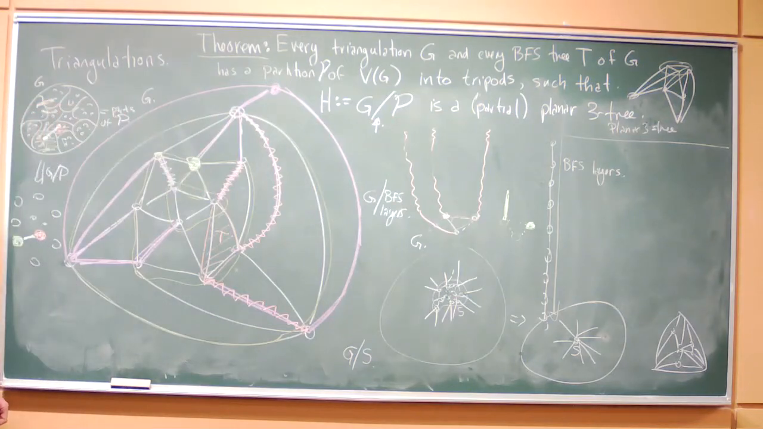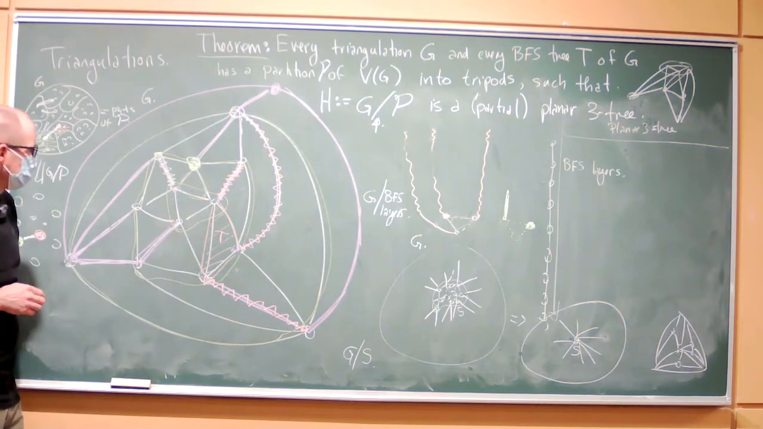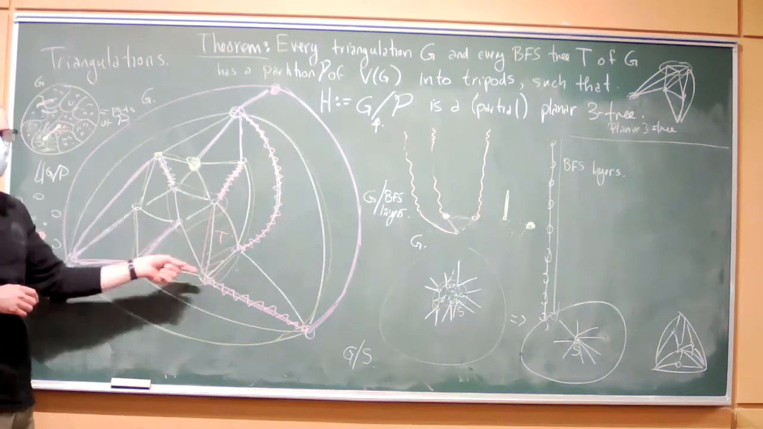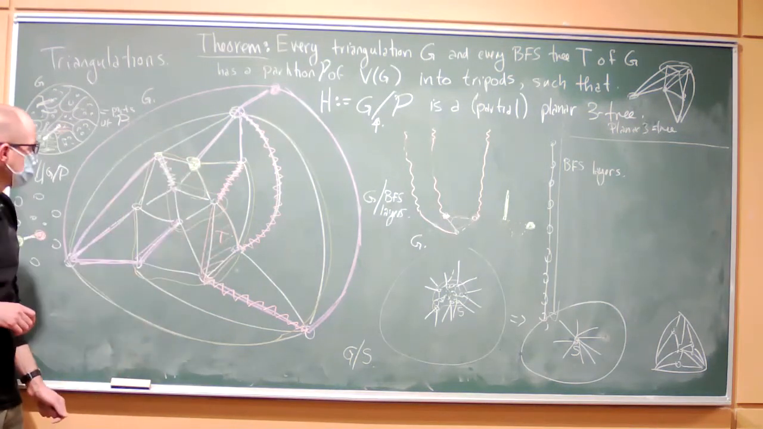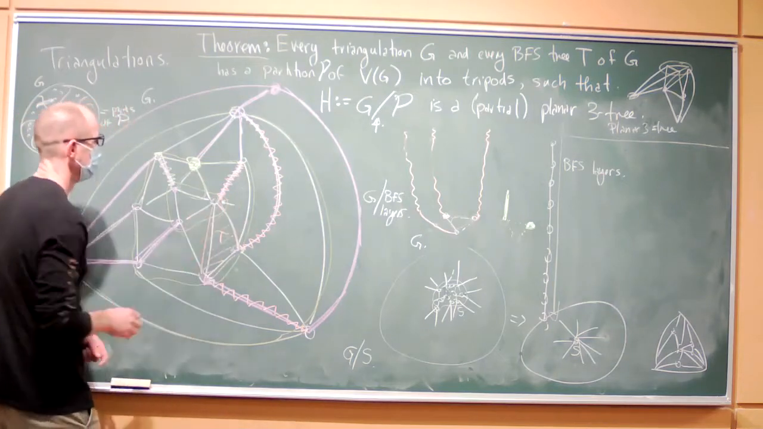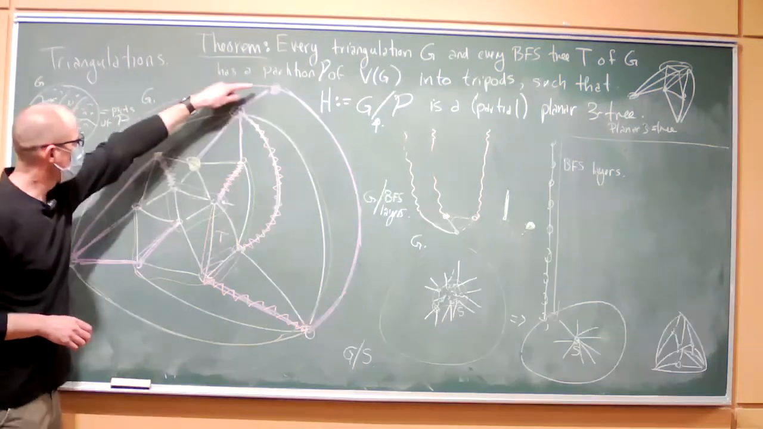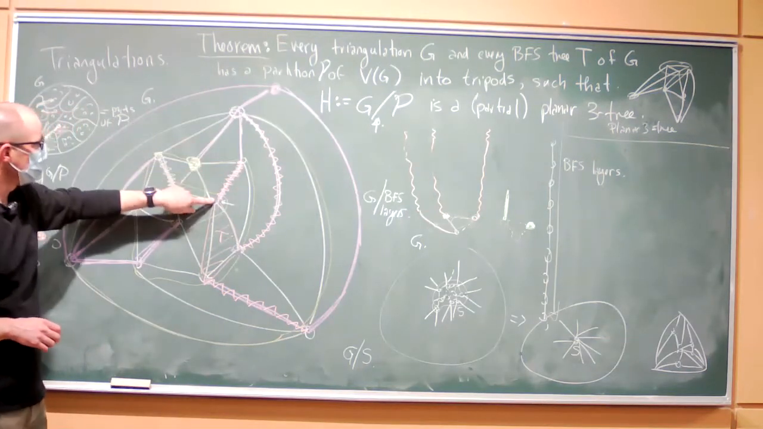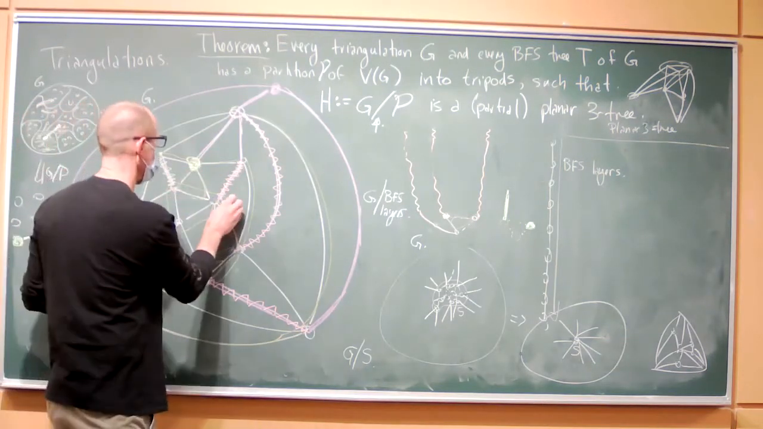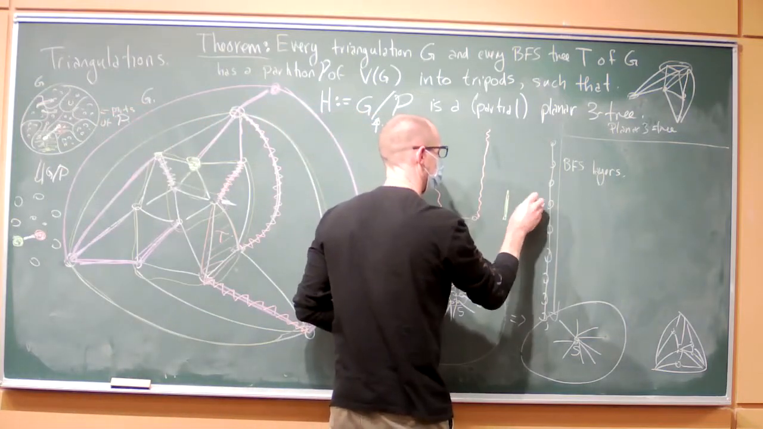And now I can think of every vertex in my graph as appearing on some BFS layer. So if I look at some vertex of my graph, like this one, it appears on some BFS layer. That is, in this case, 0, 1, 2, 3. So this vertex appears on BFS layer 0, 1, 2, 3.